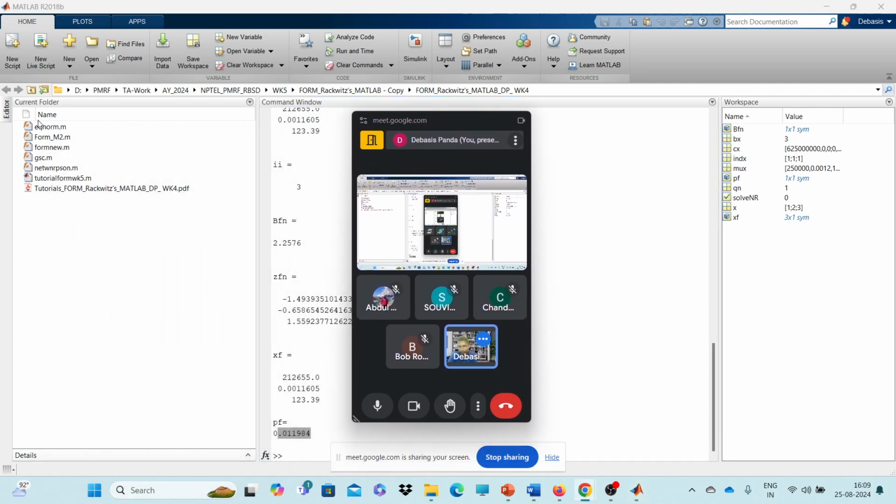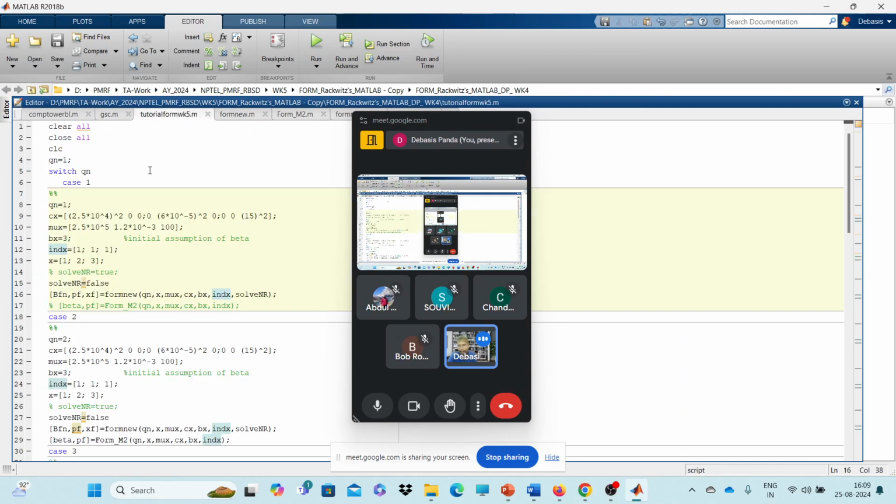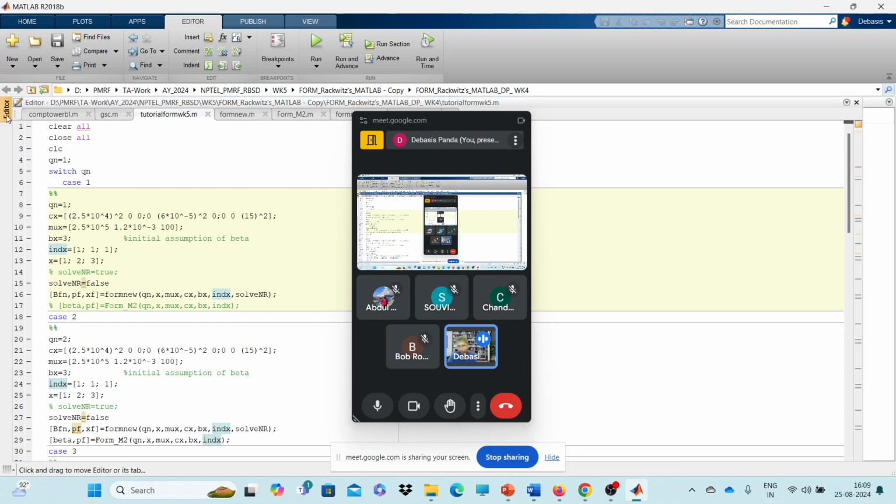Now for example, say in a problem. So here, how much beta have we found out?